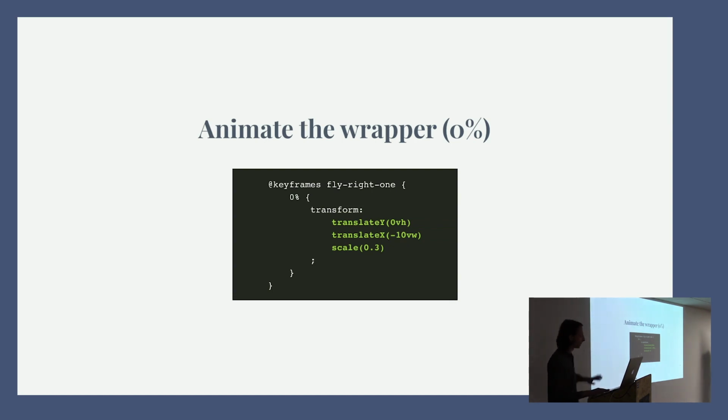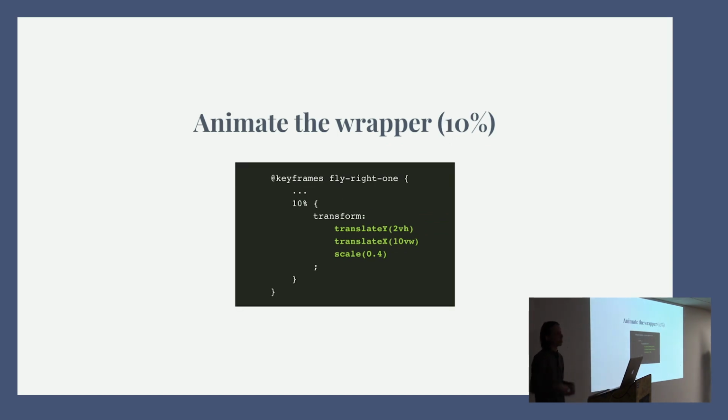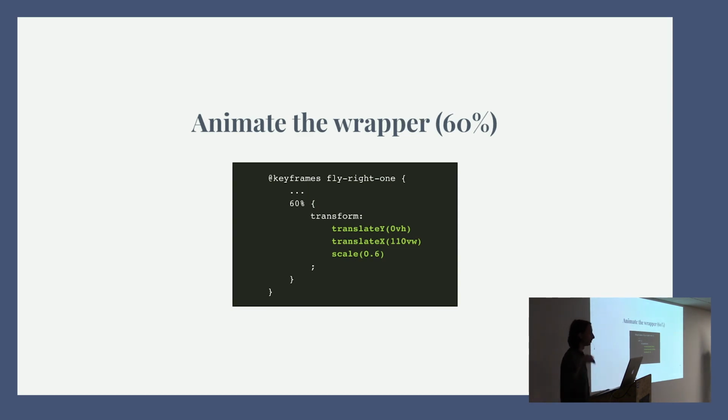So that's at 0%, we've positioned it off the screen. By 10% of the way through the animation, the translate Y value is at 2, so we've moved down a bit, we've moved across a bit, and we've got a bit bigger. Now, there's a whole bunch of steps here all the way up until we reach this one, which is 60% of the way through. And at this point, we want it to have finished. So translate Y is 0, that doesn't really matter because we've reached the other side. And translate X is 110, so we're right off the other side of the screen. And then our scale is 0.6.